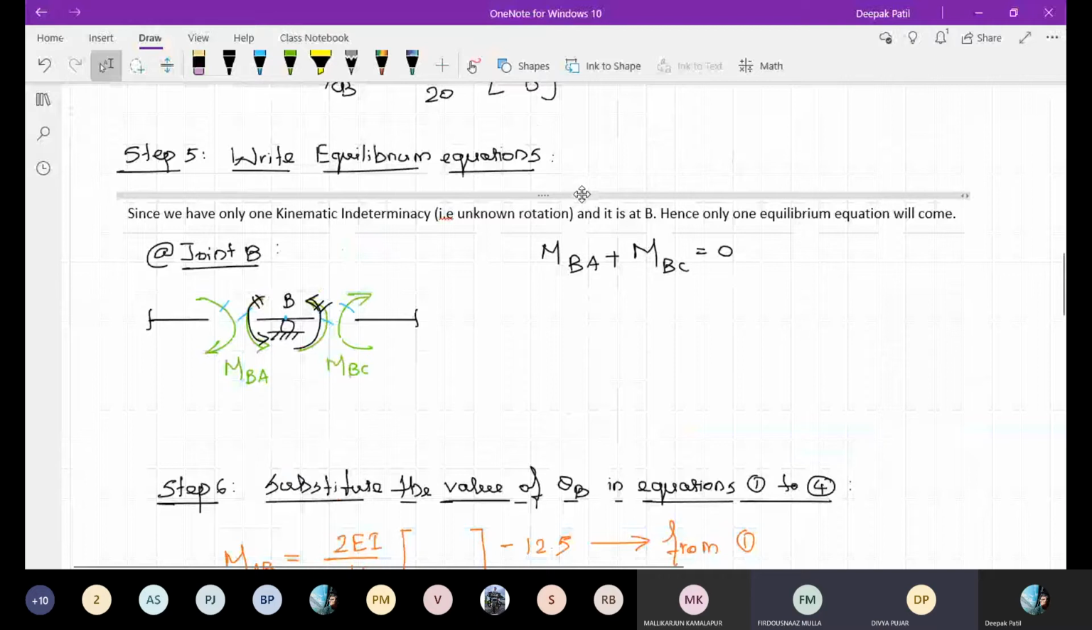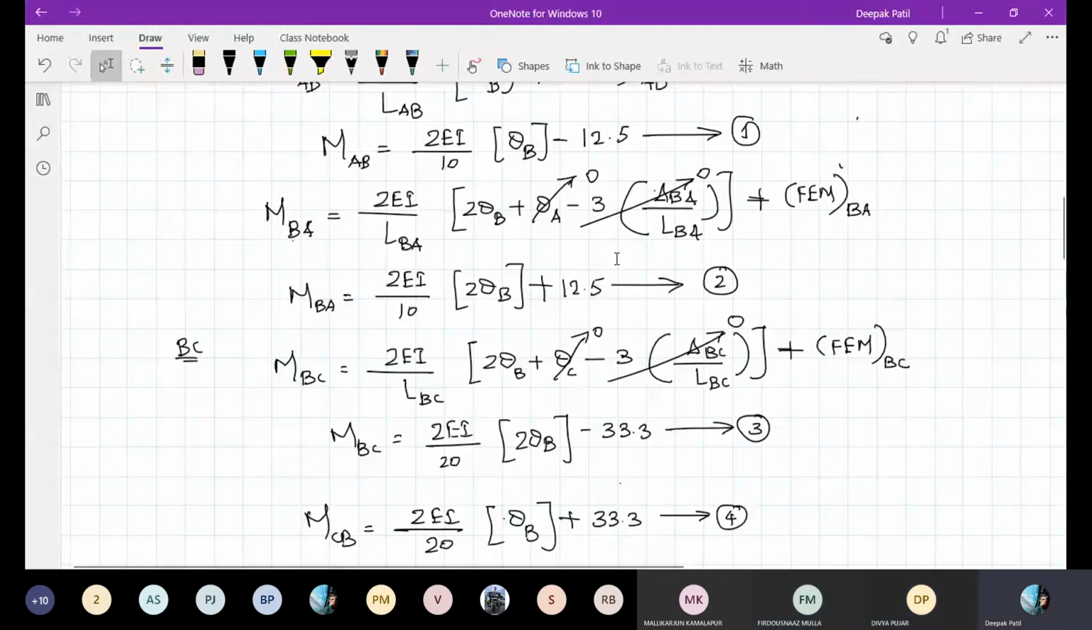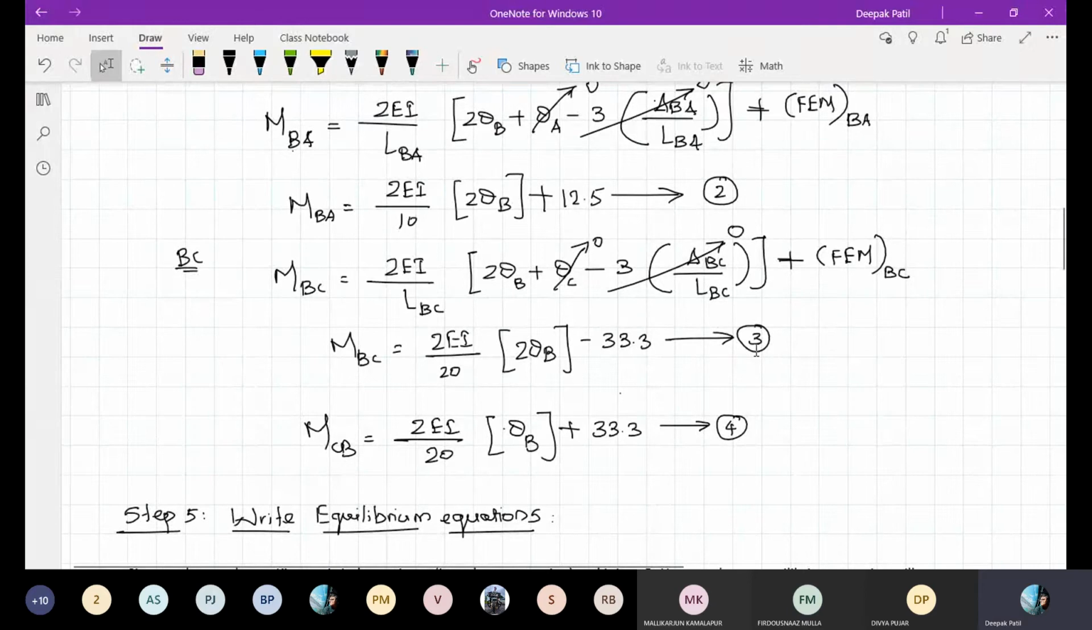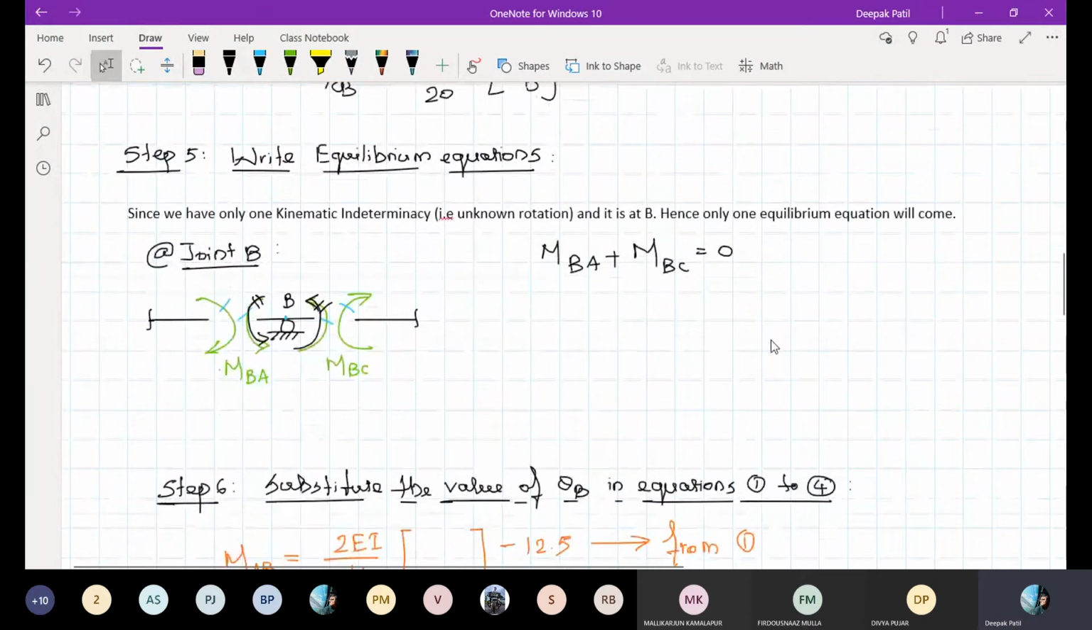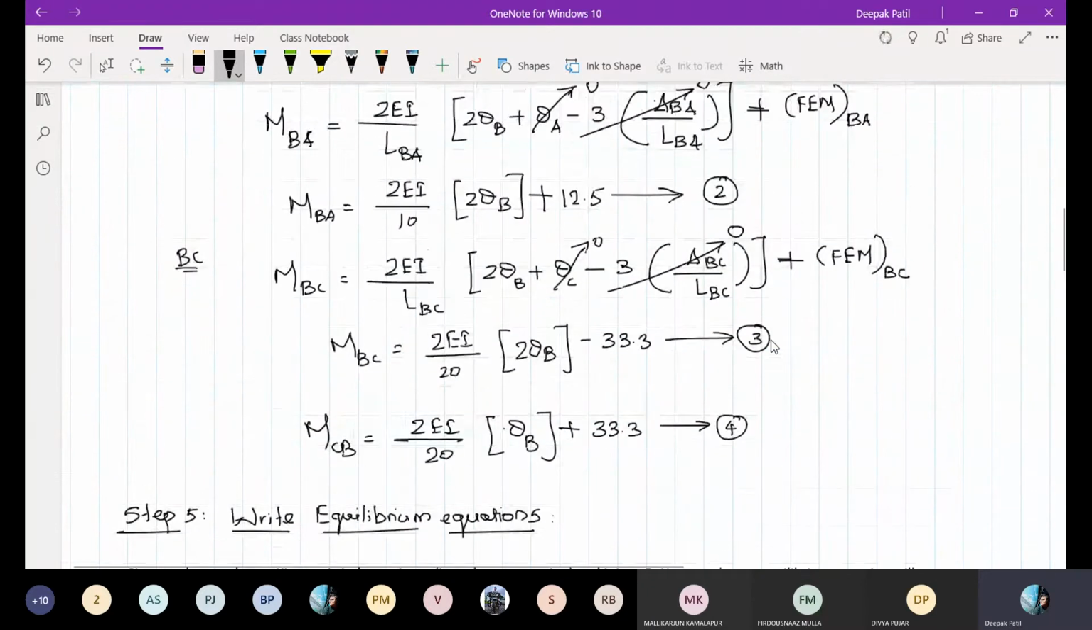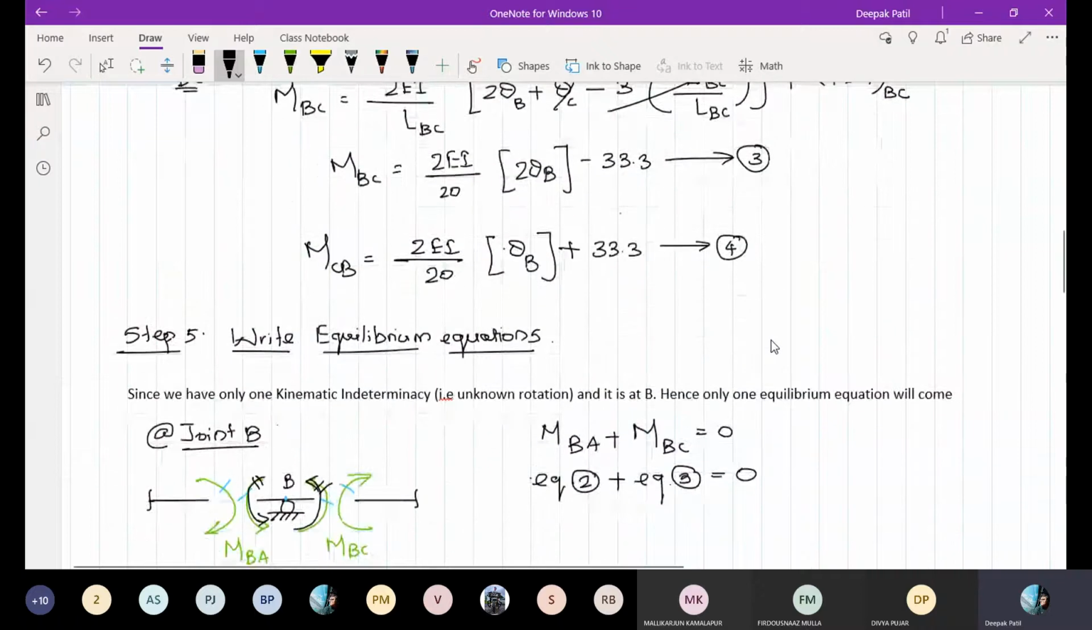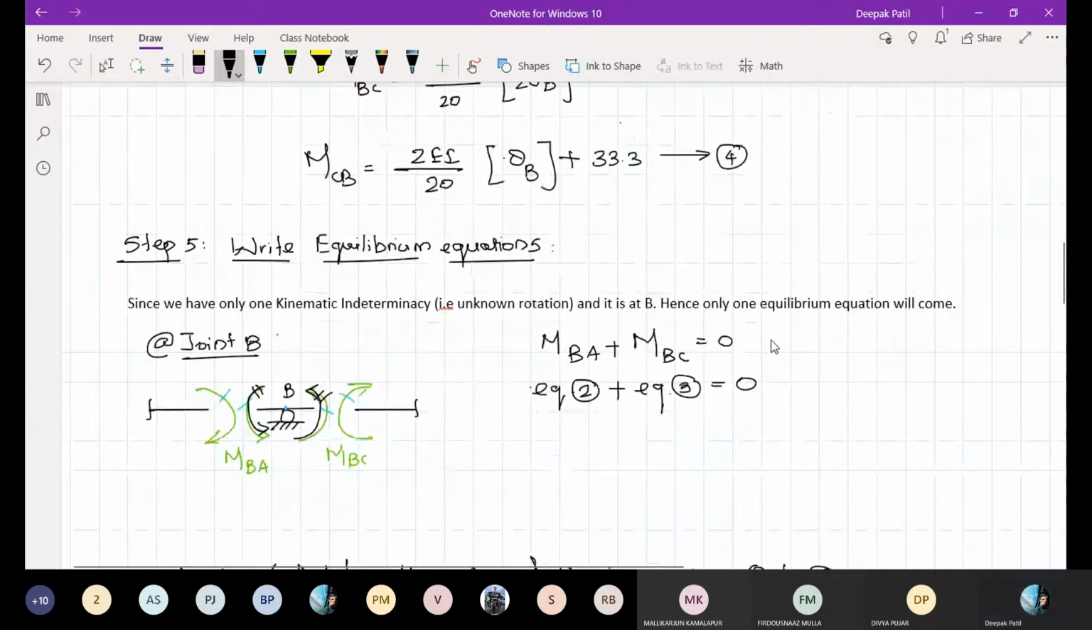MBA and MBC. Yes, you have already written the slope deflection equation for MBA, that is equation 2, and the slope deflection equation for MBC, that is equation 3. So equation 2 plus equation 3 equal to 0, that you have to write. Did you get my point? Yes, sir. Okay, let us write equation 2.